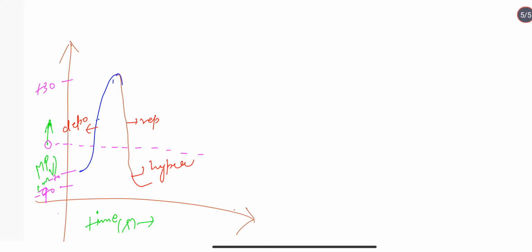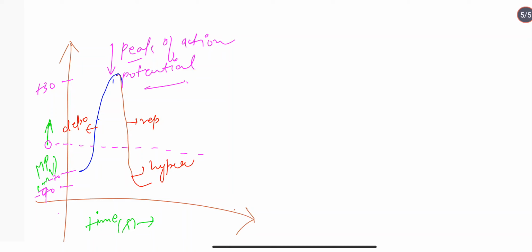I want to mark something here. This is the peak of action potential. Okay, this is the peak of action potential. So I guess everything is fine now. This is the graph of action potential, and this was the action potential topic.